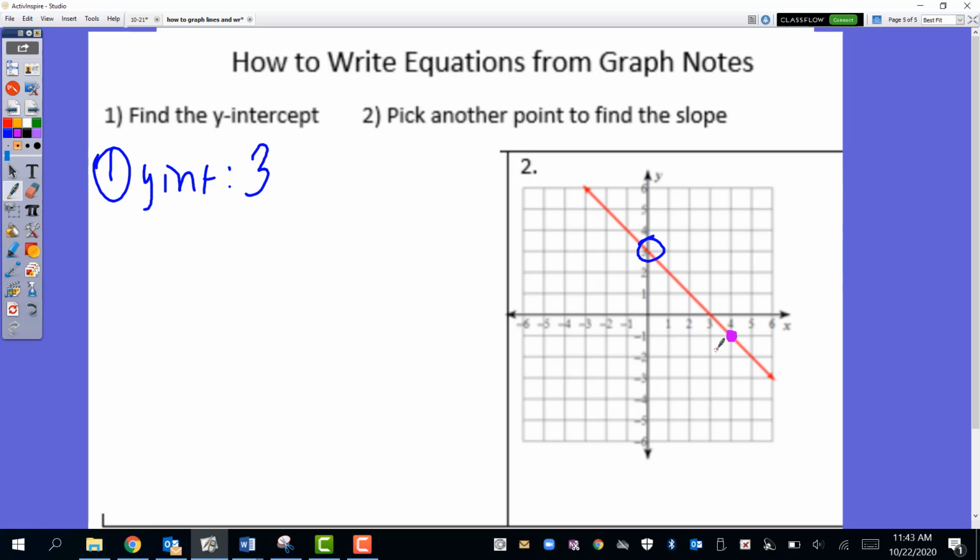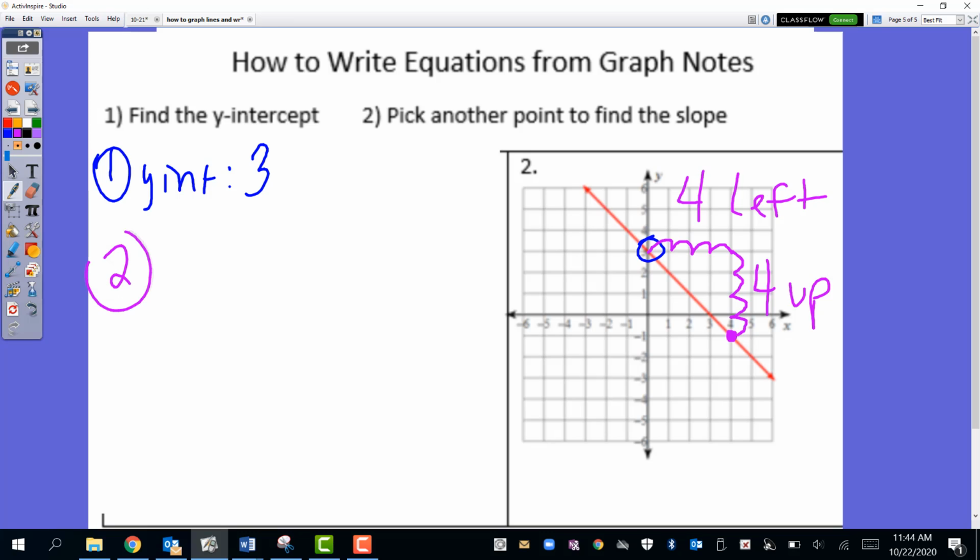And I'm going to count. So here we go. I'm going to start at the pink dot this time, and I'm going to count 1, 2, 3, 4. So I just went 4. And what way did I count? Up. And then I went 1, 2, 3, 4. What way did I just count? Left.